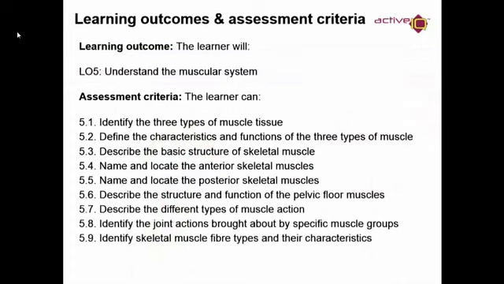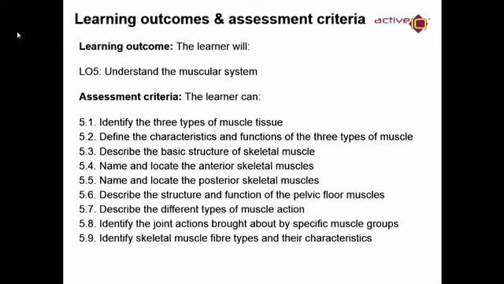So we want to be able to understand the muscular system, okay? In particular, we're going to be looking at the 3 types of muscle tissue that are in the human body. And we're going to be able to define the characteristics of those 3 types of tissue. We're going to be able to describe the basic structure of skeletal muscle, and we're also going to be able to name and locate all of the anterior and posterior skeletal muscles.